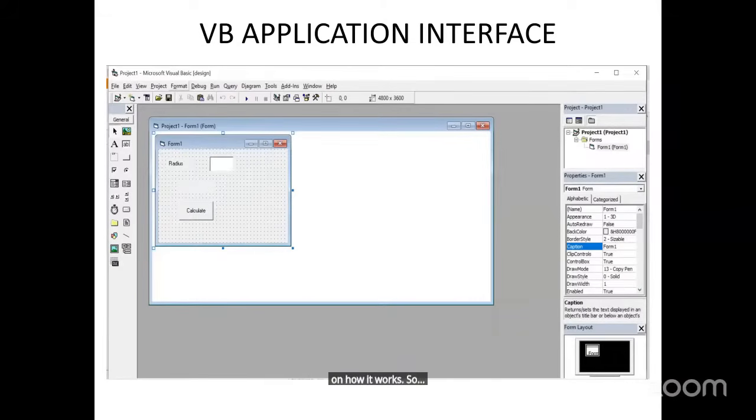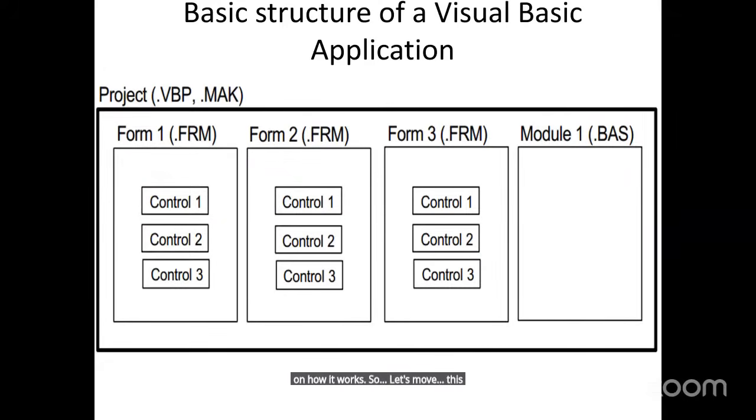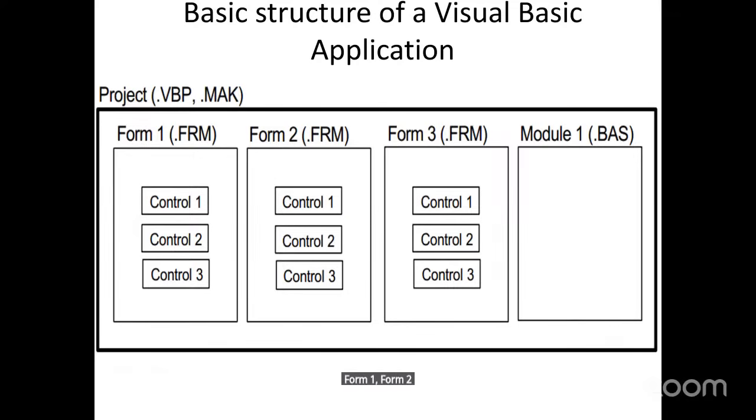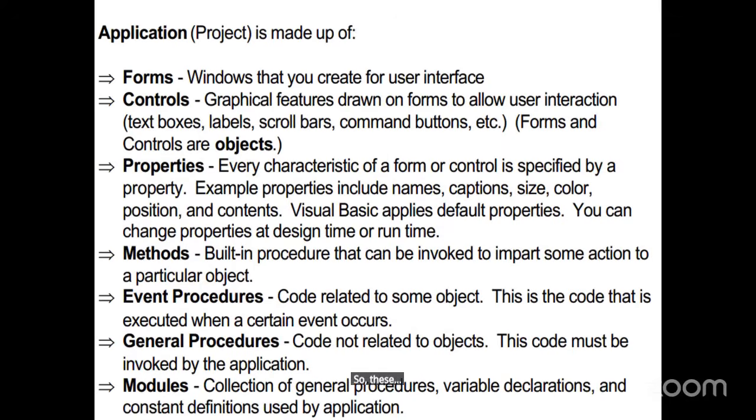So let's move on. This is just the application structure. You can have Form 1, Form 2, Form 3, and the modules. Each of these can be linked and each of these can be designed. If you see here, we have control 1, control 2, control 3, and so on. We have Form 1, Form 2, and then the modules, where you can write a modular program to effect some other things apart from just creating the form and clicking within the form. So this is all we need to know from that interface.